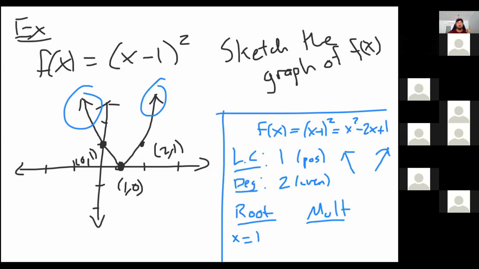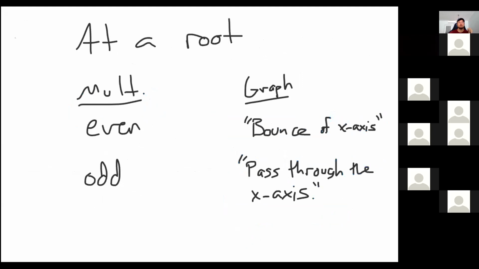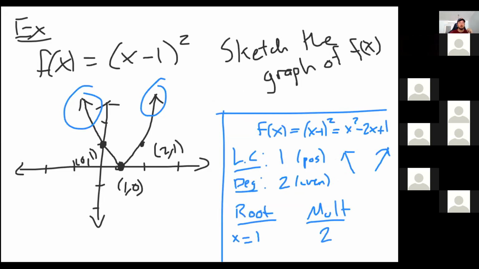So we get a root is 1. What is the multiplicity of that root? Two. Yeah, thank you. Multiplicity is 2. And based off of what we were just talking about, if that root has an even multiplicity, we should see that our graph bounce off the x-axis. It shouldn't change the sign. Is that what we have here?